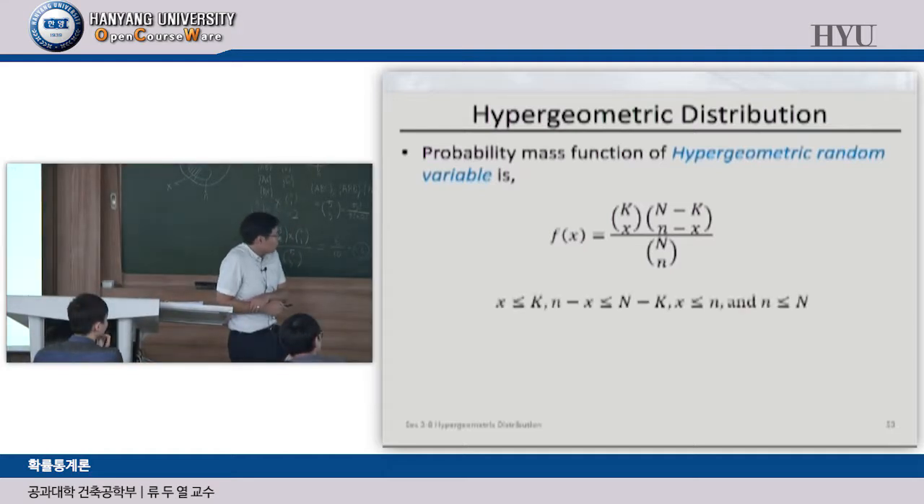In this case, small x should be smaller than or equal to large K, and n minus x should be smaller than or equal to large N minus large K. And small x should be smaller than or equal to small n, and small n should be smaller than or equal to large N. That is the requirement to use this equation.